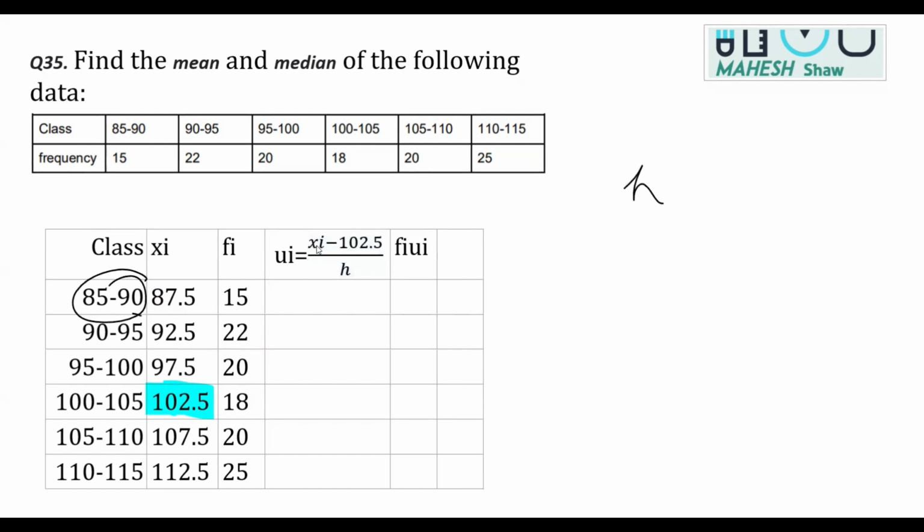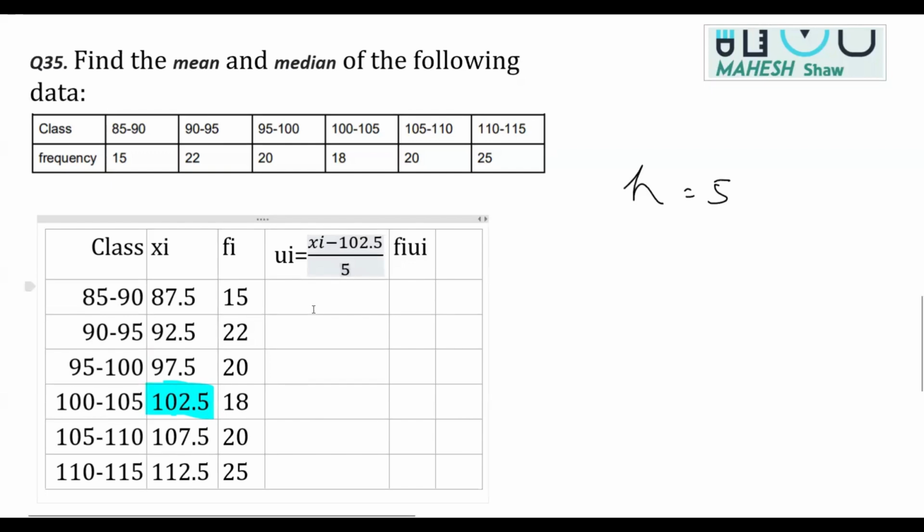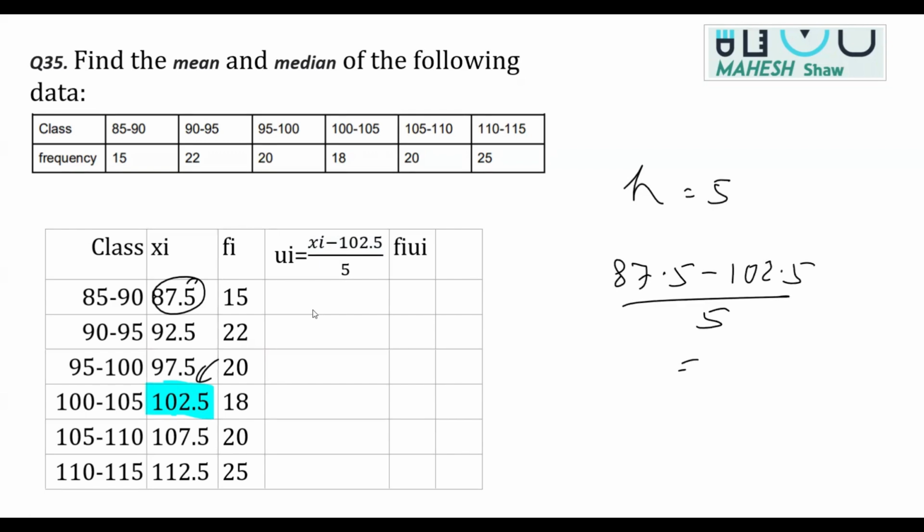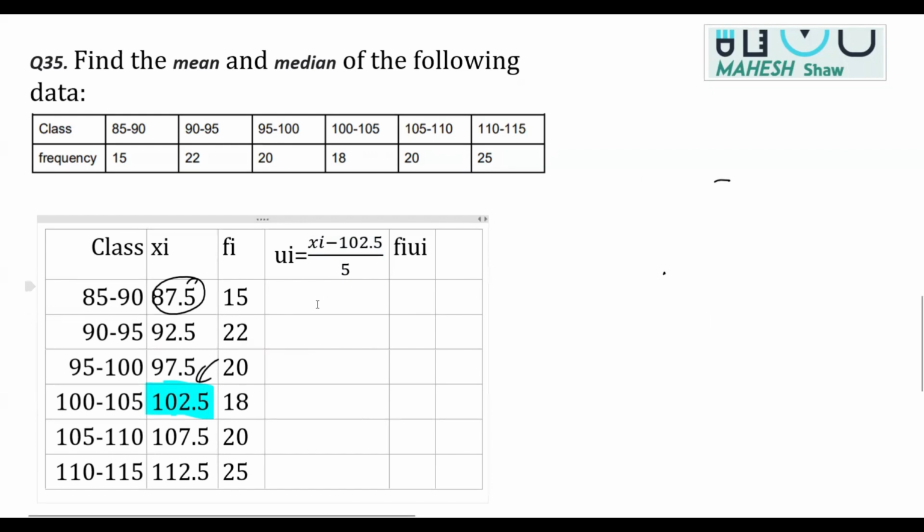This is upper limit minus lower limit. So we can see the upper limit minus lower limit is the class size, and the class size is obtained as 5 here. Let's now replace this h also with 5 so we can do the calculation directly. So first is xi minus a over h. It's going to be 87.5 minus 102.5 over h, which is 5. So their difference comes out to be how much? It is minus 15 over 5, that is minus 3. So once we obtain this as minus 3, I'm writing minus 3 here.